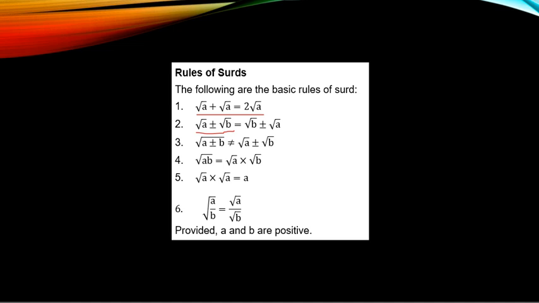Now look at the result. The result is root a plus or minus root b. What it means is that different surds cannot be added and different surds cannot be subtracted.